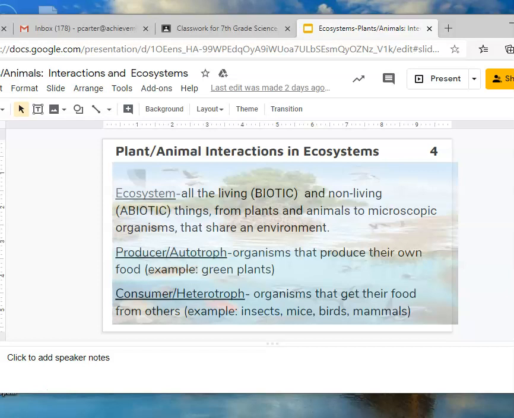Ecosystems: all the living, or biotic, and non-living, or abiotic, things, from plants and animals to microscopic organisms that share an environment. Producer, or autotroph, are organisms that produce their own food, for example, green plants. And consumer, or heterotroph, are organisms that get their food from others. Examples are insects, mice, birds, and mammals.